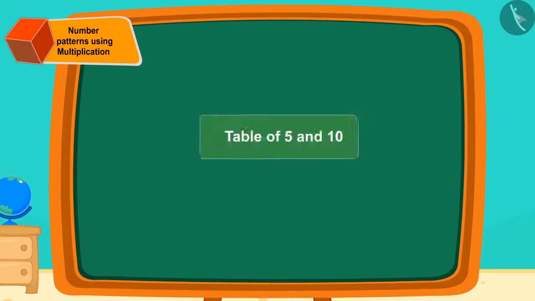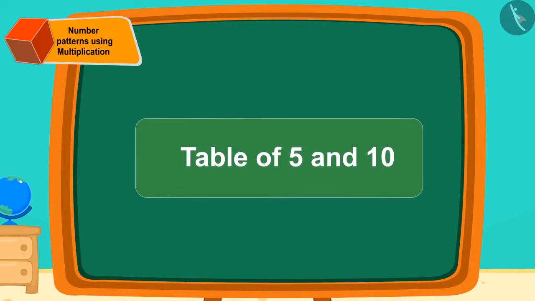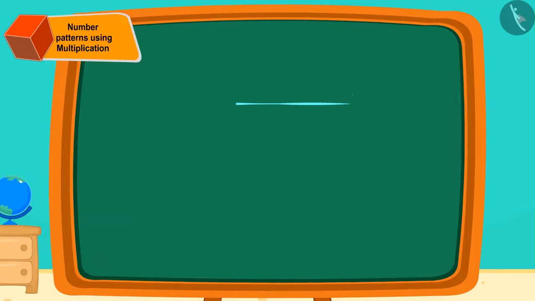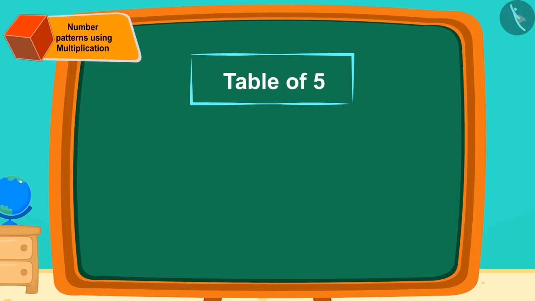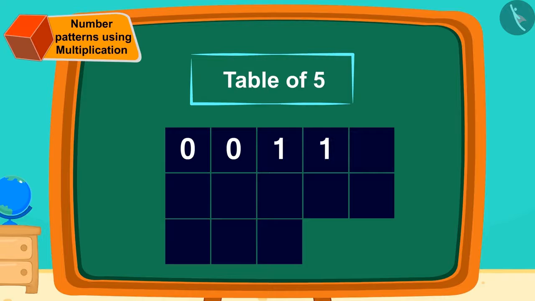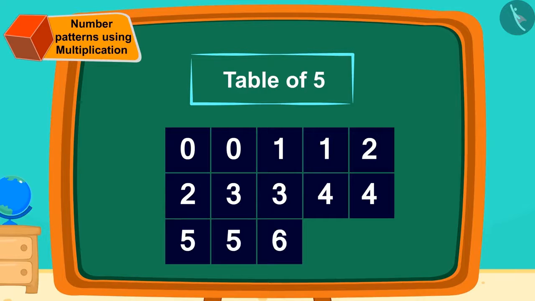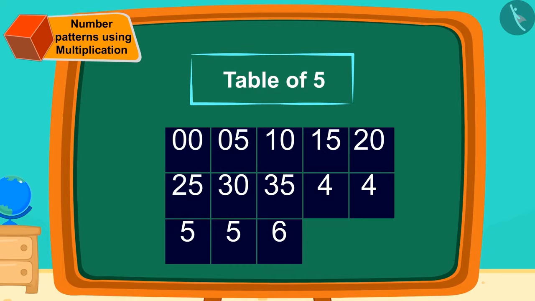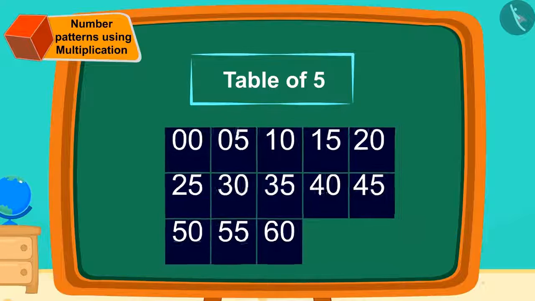Kids, do you want to learn the patterns of memorizing the tables of 5 and 10 easily? Let us first look at the pattern of easy memorization of 5's table. First, we will write the digits from 0 to 6 twice this way. Now, we will write 05, 05, these patterns behind these digits. Did you recognize the pattern? Yes, it is the multiplication table of 5.